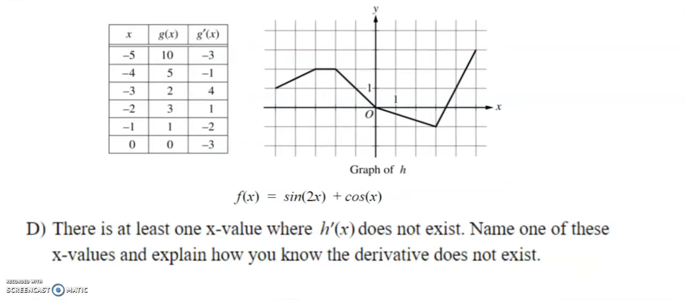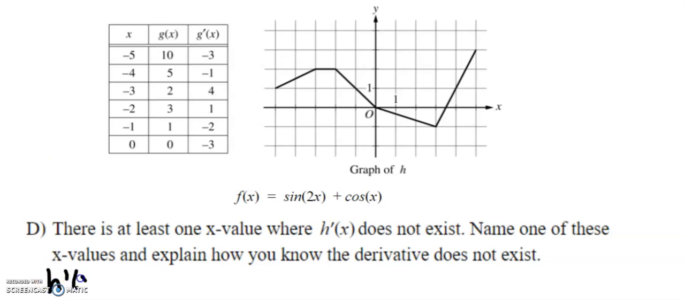All right, D. This, I'm telling you, there is at least one x value where h prime does not exist. Name one of these x values and explain how you know the derivative does not exist. So the biggest thing I saw in here is that a lot of people named the value, but then said it doesn't exist because it's not differentiable. Well, that's like saying this shirt is blue because it's blue. Okay, so you got to think about what we're trying to say.